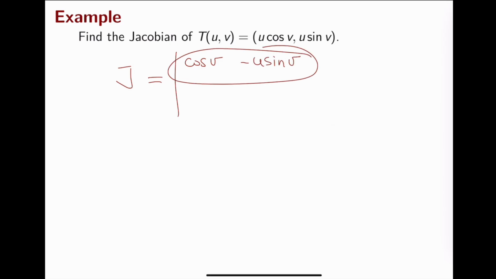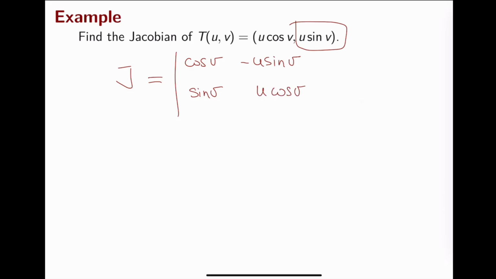Observe that this row contains the derivatives of just the first component. For the second row, we look at only the second component and do the same. The derivative with respect to u is going to be sine of v, and the derivative with respect to v is going to be u cosine of v.